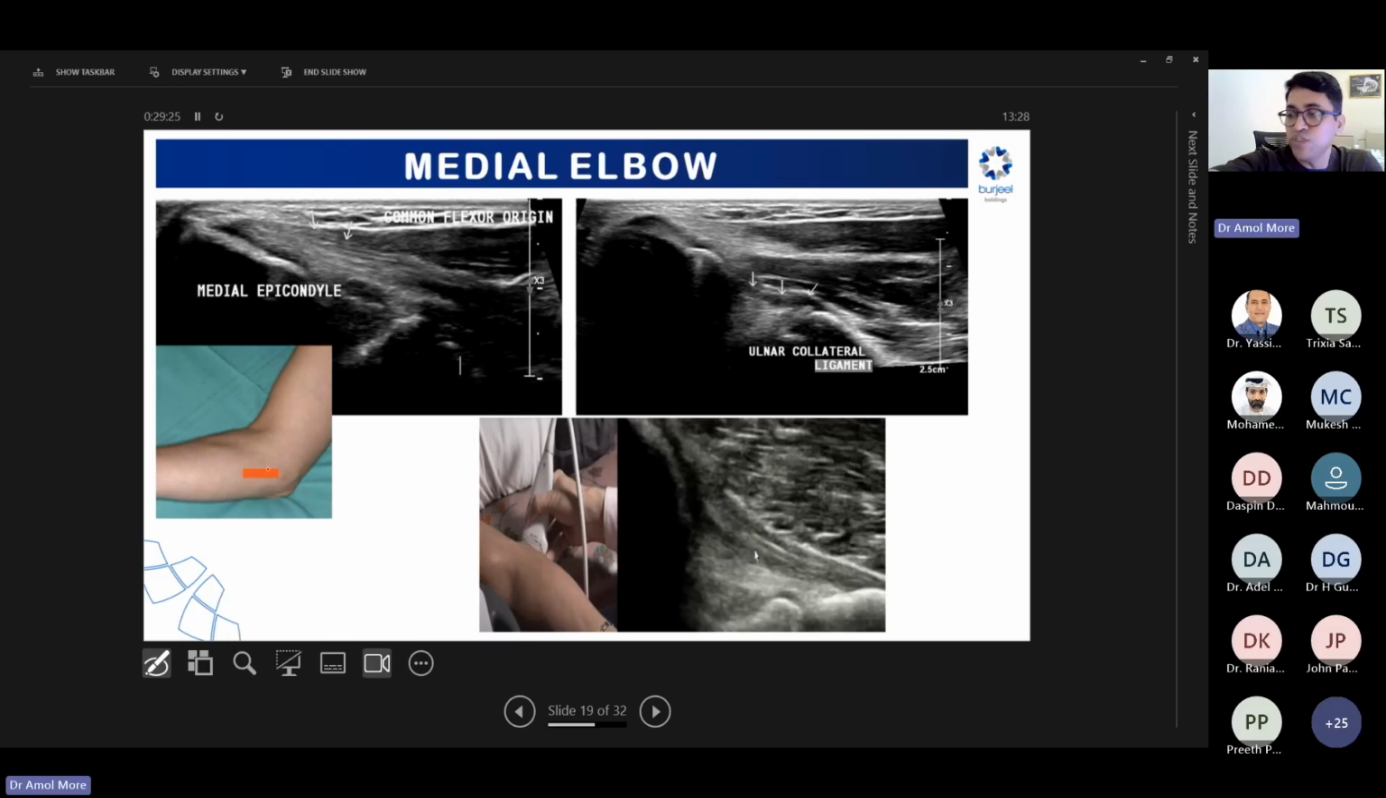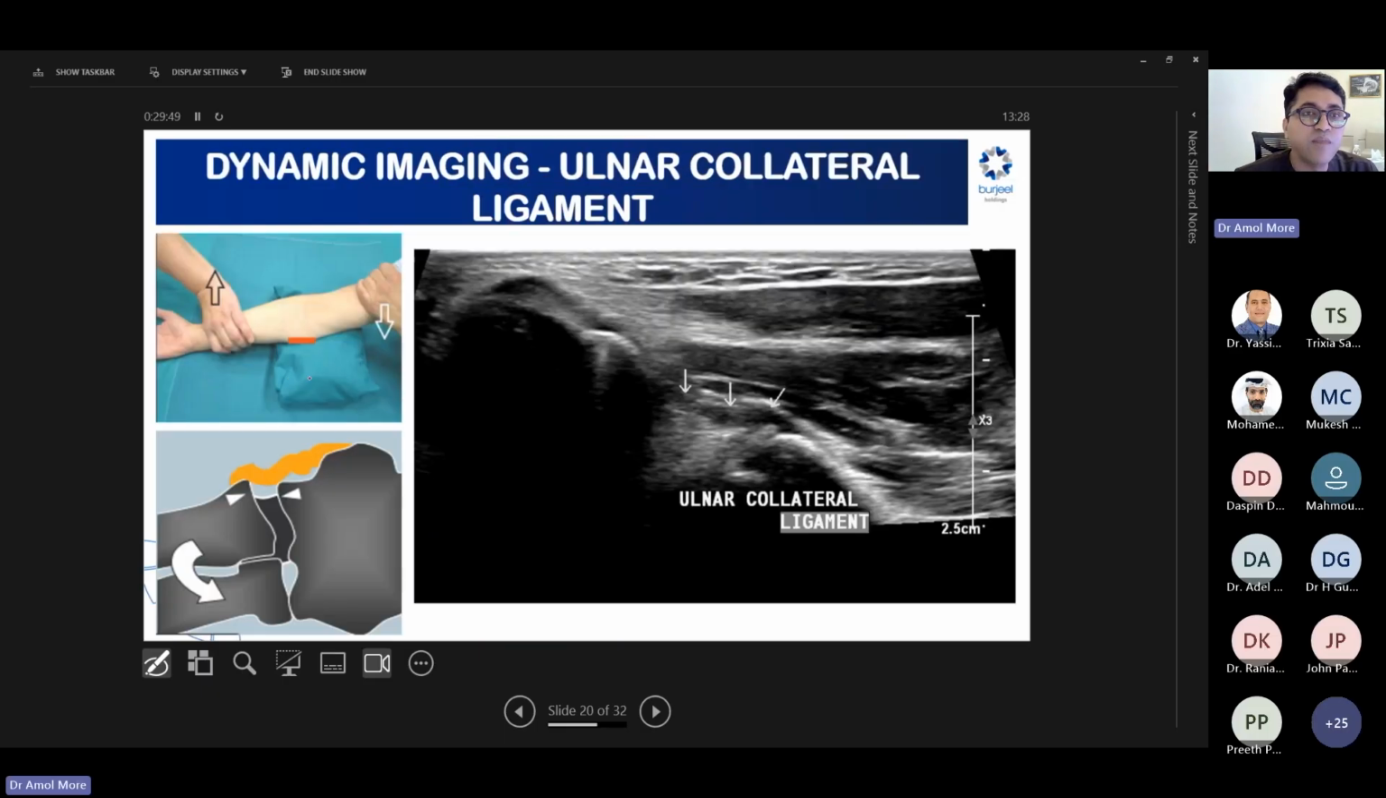Once we change the position from the medial epicondyle, from thenar orientation to hypothenar orientation, we can see the nice fibrillary pattern of our ulnar collateral ligament. This is the anterior bundle of the ulnar collateral ligament, which inserts on the sublime tubercle of the ulna. It can be assessed on dynamic evaluation. You can see we just pull the arm and forearm in opposite directions to assess the integrity of the ulnar collateral ligament on dynamic assessment.